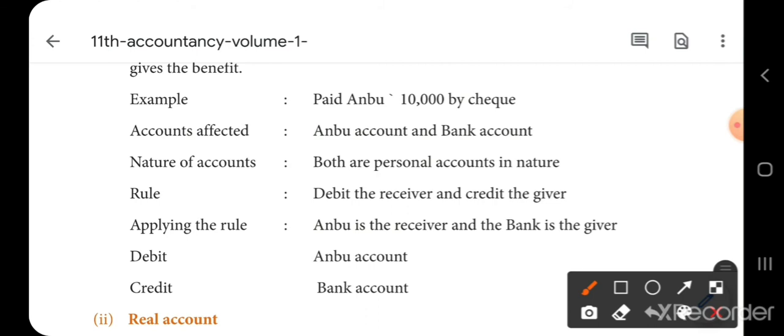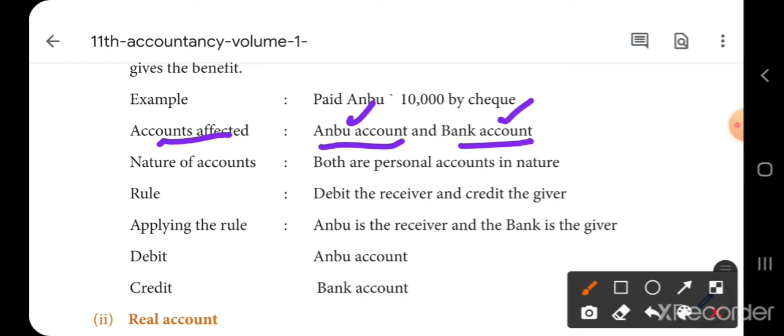Okay. Paid Anbu 10,000 by check. Now, what are the accounts involved here? Anbu account and bank account. Next, you have to categorize the nature of the account. Anbu account is a personal account. Bank account is also an artificial person account.